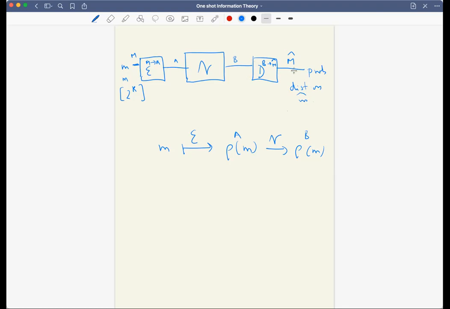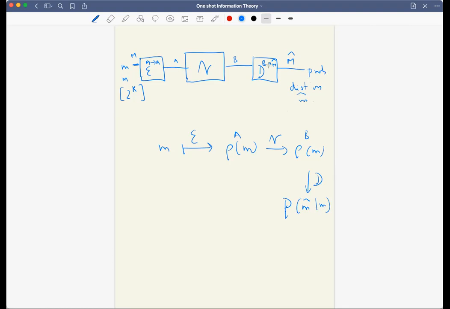Note that the encoding was classical to quantum, and the decoding is quantum to classical. So essentially, it's like a measurement. There was this quantum state rho B given M out here, and a certain measurement was done that created a probability distribution on the output symbol. So let's say this goes through D, and then what I get, let's give a name for it, is a probability distribution on m hat given m.